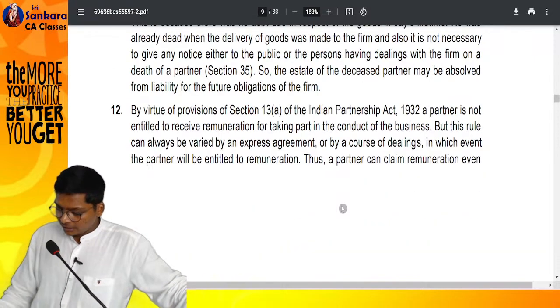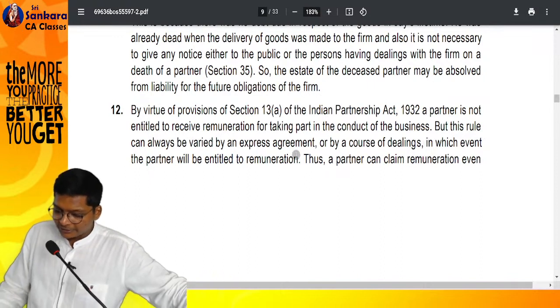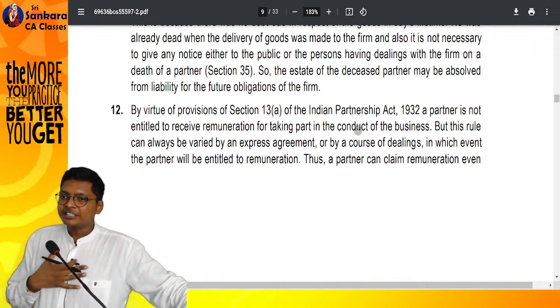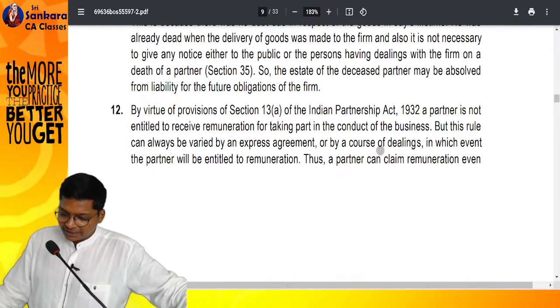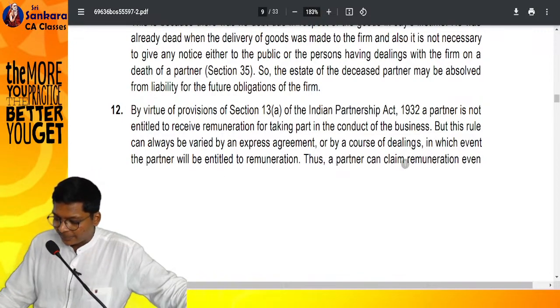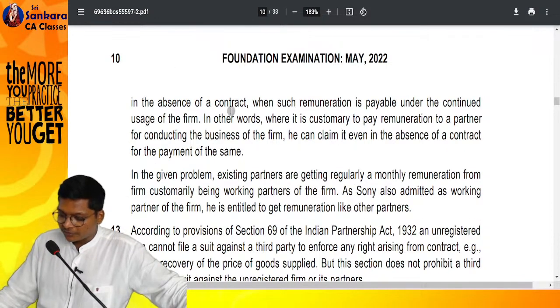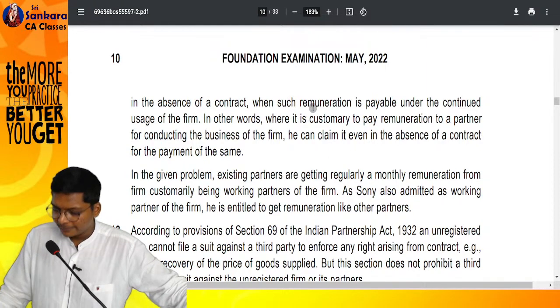By virtue of Section 13(a), a partner is not entitled to receive remuneration for taking part in the conduct of the business, but this rule can always be varied by an express agreement. Because generally, if the deal is silent, no remuneration. Correct? In which event the partner will be entitled to remuneration: thus a partner can claim remuneration even in the absence of a contract when such remuneration is payable under the continued usage of the firm. Basically, if others are being paid, I can also get paid. Yeah, able to follow, guys?